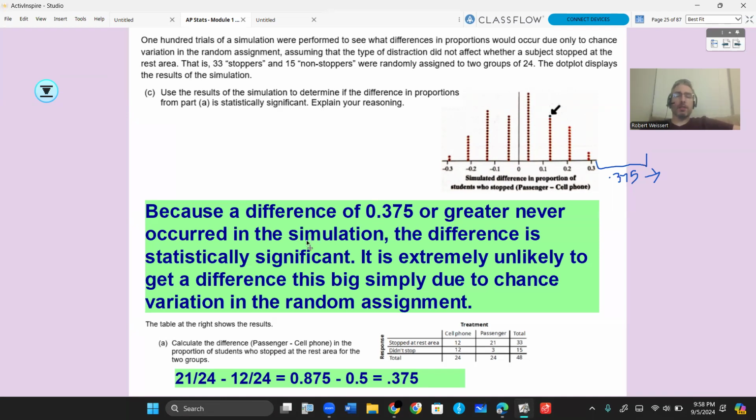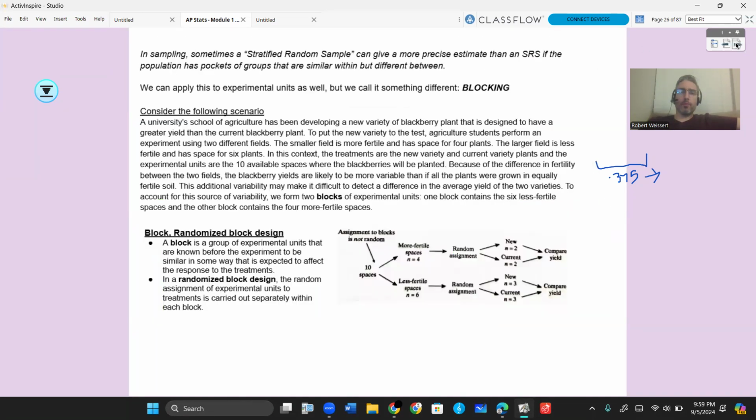statistically significant. In other words, it's extremely unlikely to get a difference this big simply due to chance variation in the random assignment. It's a very wordy way of saying it's very unlikely for this to happen by chance alone. So I'm going to say that this is statistically significant.